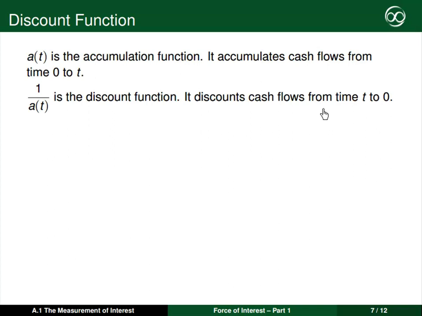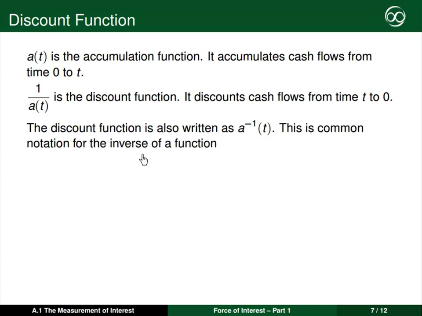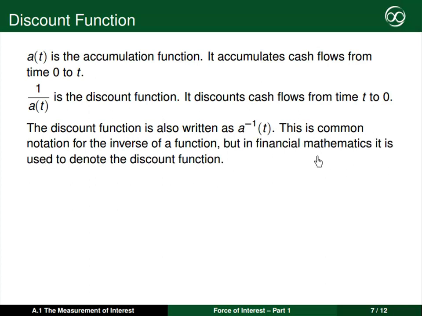Now, unfortunately, they also write the discount function as A to the minus 1 of t. But, you know, it's more common to use that notation for the inverse of a function. But in financial mathematics, it's used to denote the discount function. It's just kind of one of those things. It is what it is. So when you see this, don't think the inverse of the accumulation function. Think the discount function, 1 over the accumulation function. In other words, these are equivalent. A to the minus 1 of t is really the equivalent of 1 over A of t.